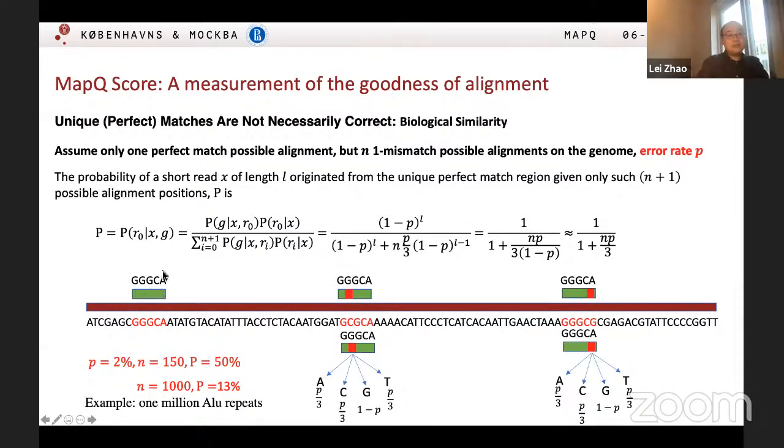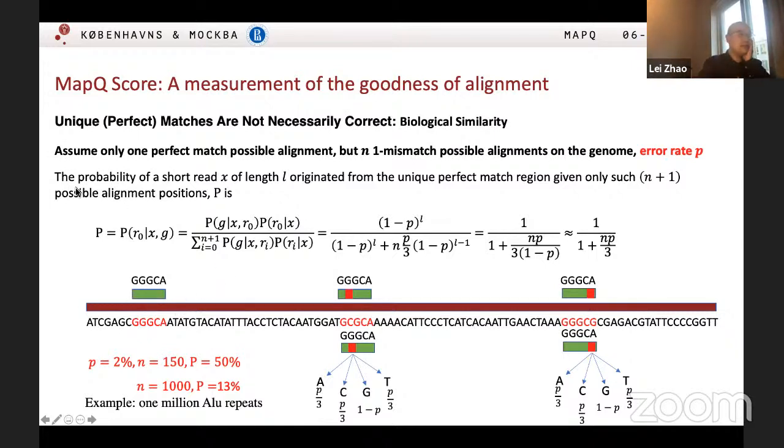Perhaps most of us will think that because this position is just one mismatch apart from the reference, and this one is also one mismatch apart from the reference, and suppose we only got one perfect match alignment here, most people will think this position should be the true position for this short read data.